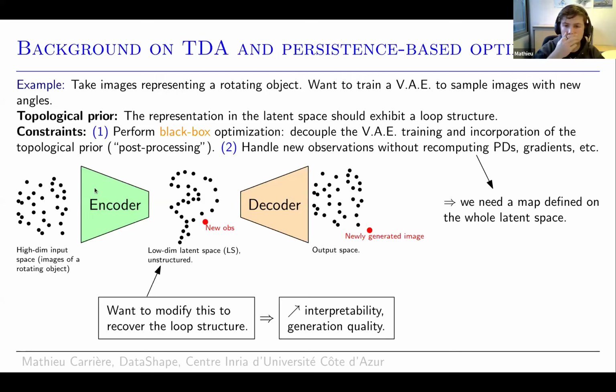So you can also see this as a way to correct the model so that the latent space matches a bit better the topological prior that we have on the data. And this is different from what is called topological regularization, which imposes this topological prior at training time.